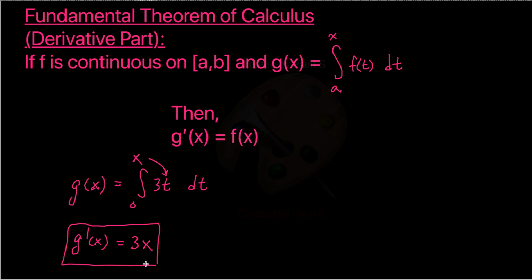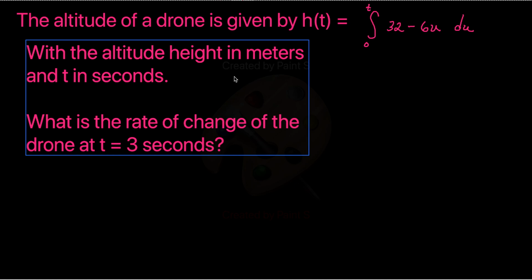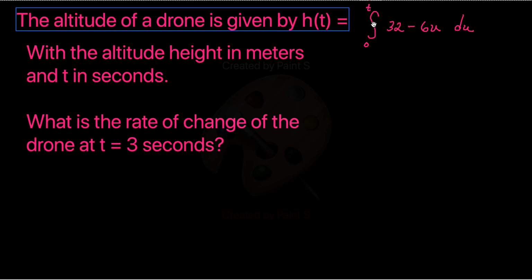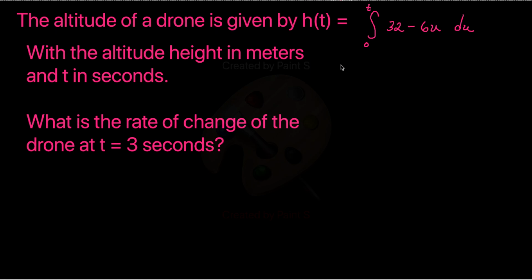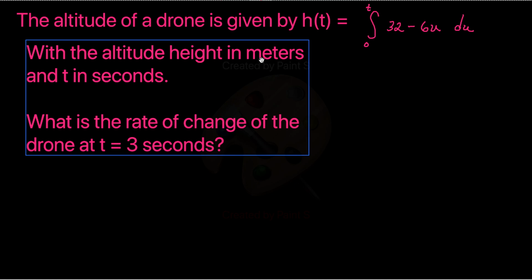And this is nice, because now we could answer a problem that involves an accumulation function like this. So here we have that the altitude of a drone is given by this accumulation function, h of t, and the variables can switch, right? So now the independent variable is t, just like x, but I want to talk about how at any time t I could be given the altitude. So this h of t, if I plug in 1, that gives me the altitude of the drone at 1 second. So t is measured in seconds, and then the altitude is in meters.